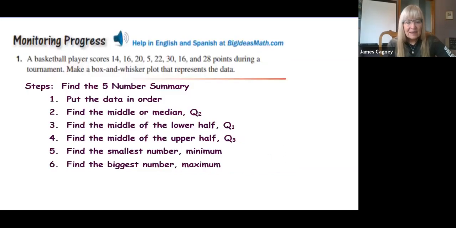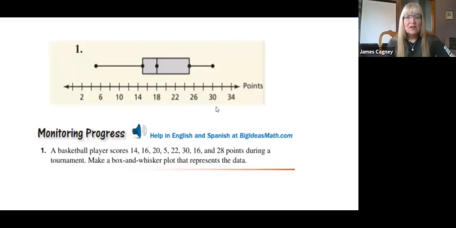Oh, that was the answer. Sorry, I was getting confused as to what I was doing. So here is the box and whiskers plot. Here's his lowest score, which was 5. His biggest score, when I look at the data, is 30. And then here is Q1, Q2, and Q3. I hope yours looked exactly like that. If not, figure out what you did wrong, fix it. And if you have questions, make sure you ask Ms. Lofts or myself.